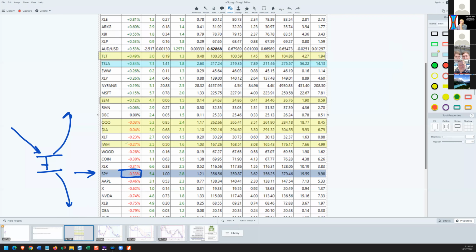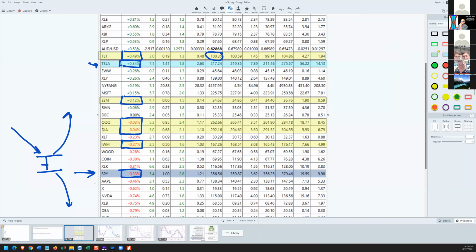Everything was better, starting with the Russell, which was only down 0.27. Diamonds and tech were basically flat, off very fractionally. Emerging markets was up a fraction at 0.12. Treasuries were up 0.5% and were able to nudge back across 100. Tesla was up 0.34. Finally had some recovery.